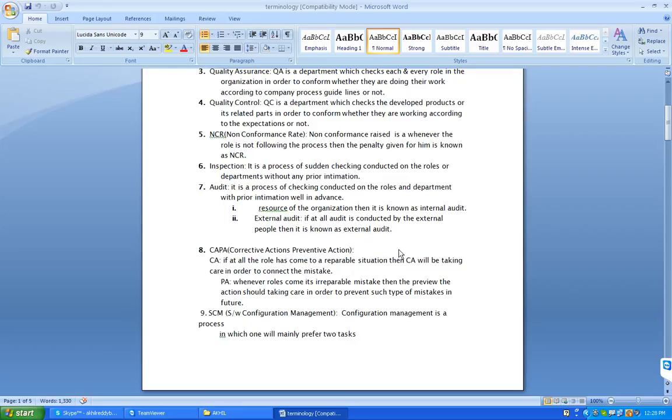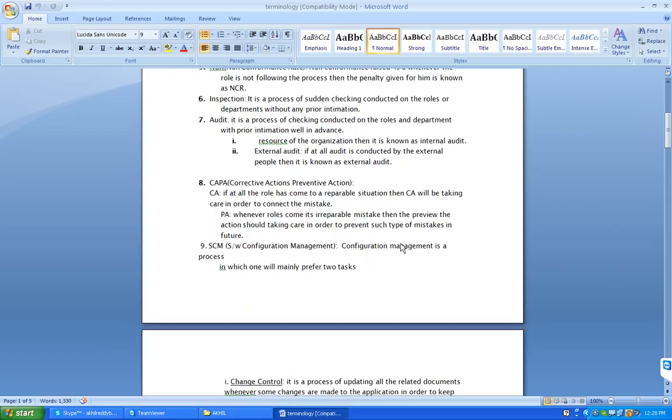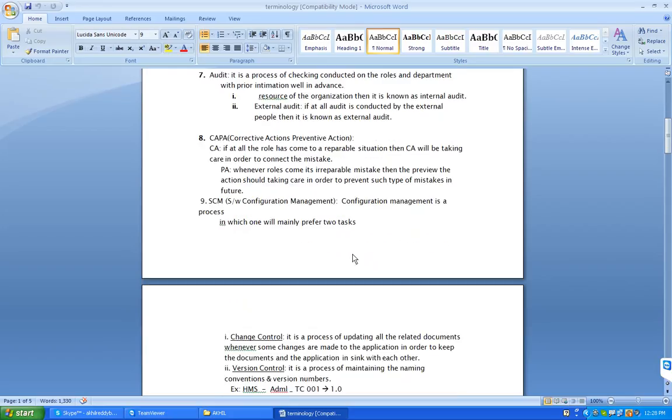SCM, software configuration management. We already discussed change control and version control. Change control means whenever the customer makes any changes in the FRS, in parallel we need to maintain that information in the FRS. That is called change control.